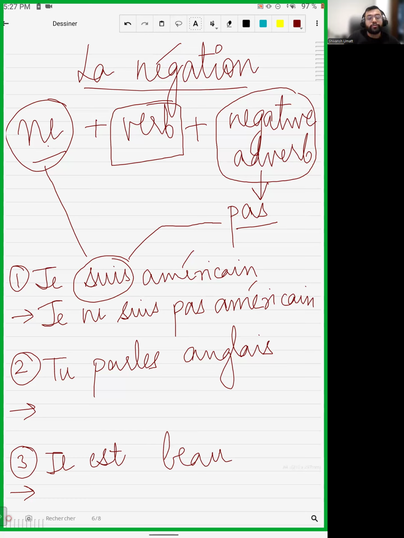Second example, tu parles anglais. As you can see, you speak English. The verb in the sentence is parles. So before parles, we will put ne, and after parles, we will put pas. Tu ne parles pas anglais. Tu ne parles pas anglais.